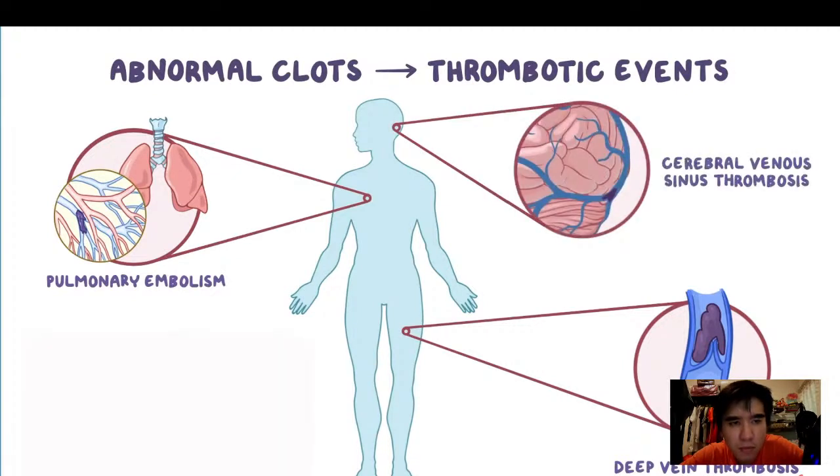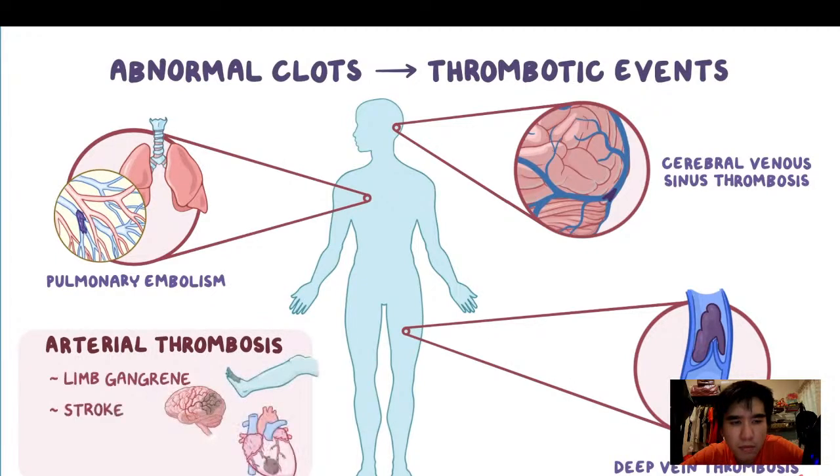Compared to venous thrombosis, arterial thrombosis is less frequent. Arterial thrombosis can block the arteries supplying limbs, causing limb gangrene, or brain, causing stroke, or heart, causing myocardial infarction.